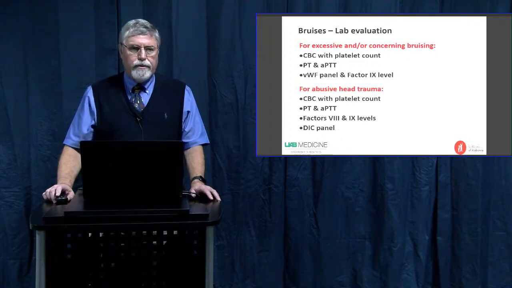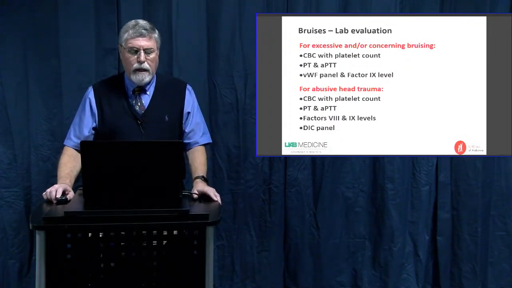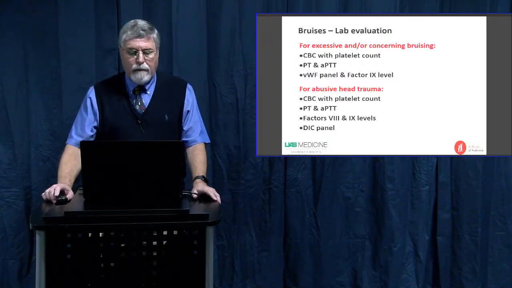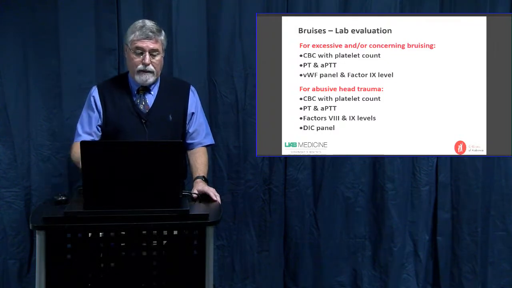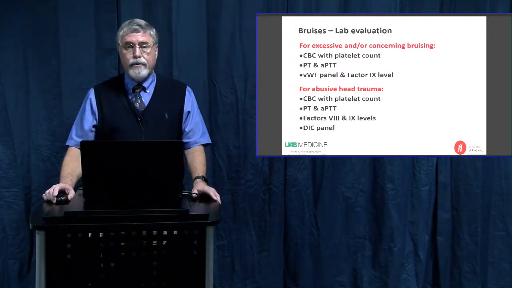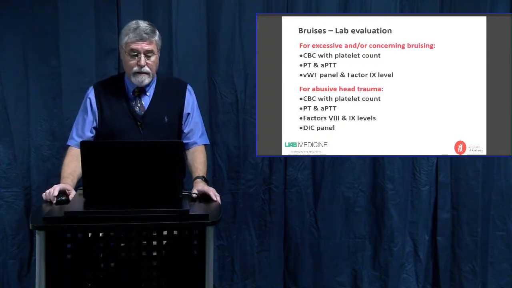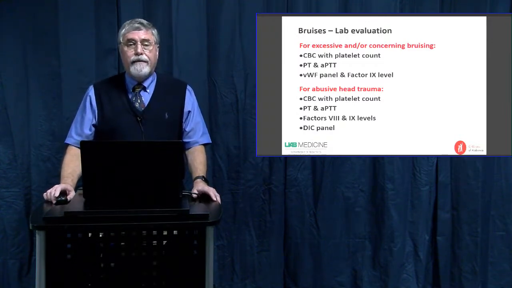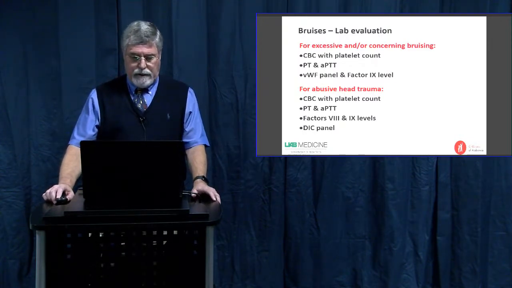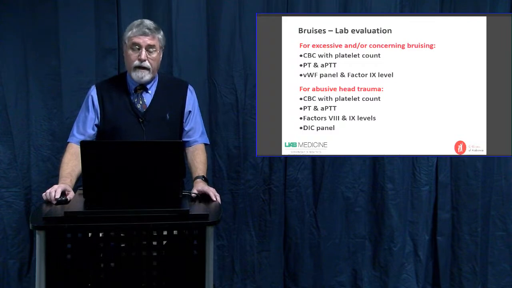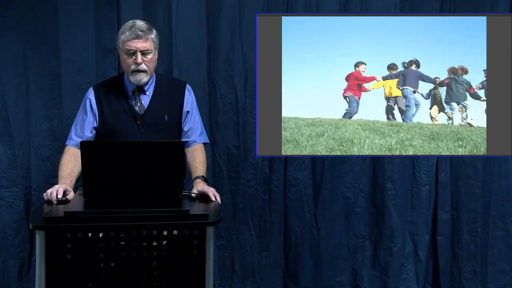With unusual bruising or paddling causing bruising, you should do a basic lab workup for clotting studies because it may be claimed that they have easy bruising, and occasionally they do. That would be a CBC with a platelet count, a PT and a PTT. If there's a lot of bruising, you probably would add in a von Willebrand factor panel. And if they have abusive head trauma, you add in a DIC panel as well.